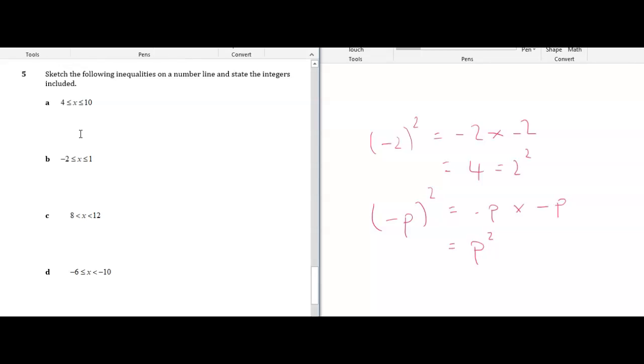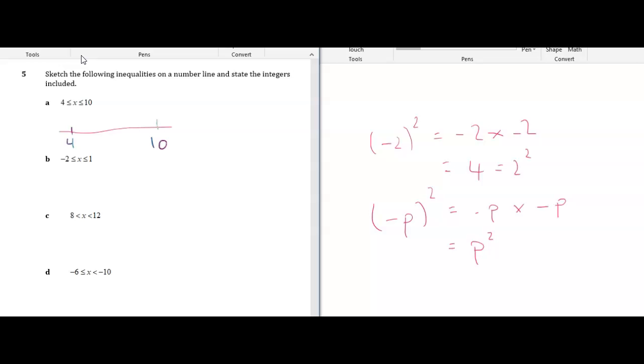Okay, sketch each of the following inequalities on a number line and state the integers included. Okay, so let's just do this quickly. You'd hopefully use a ruler. And there's the number 4. Oh, fancy pen. And 10. I don't think I like that, actually. I didn't realize it was a mix of colors.